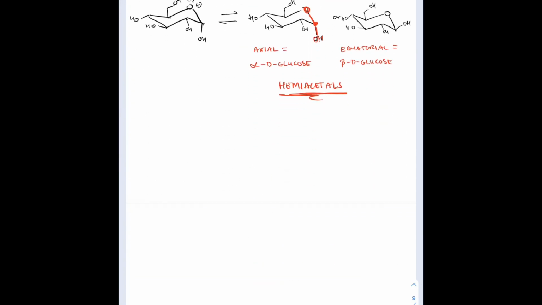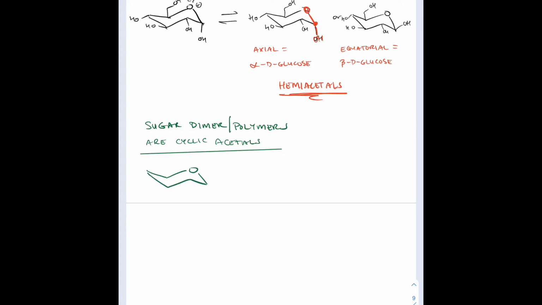What we also want to point out is that this cyclic glucose is a hemiacetal. We have a carbon bound to two oxygens. One of them is an OH, and one of them is an OR, or O-carbon group. So there you go. That's why the hemiacetals were important intermediates to remember. Sugar dimers or polymers are actually cyclic acetals as well. They definitely do contain acetals as well as hemiacetals on the terminal position.